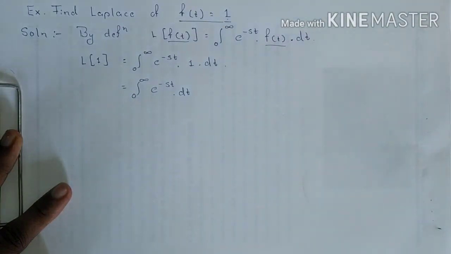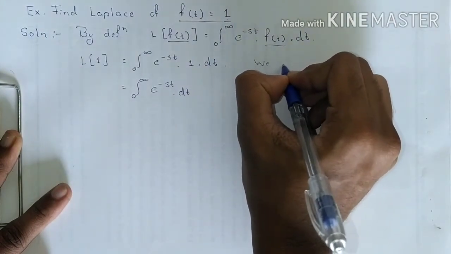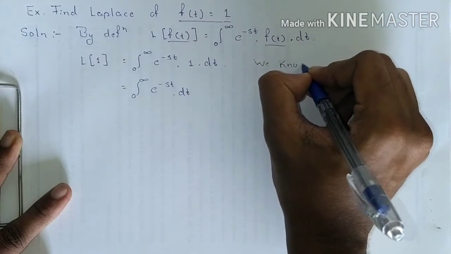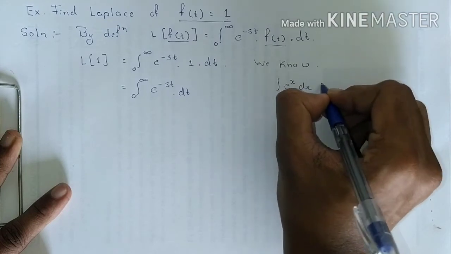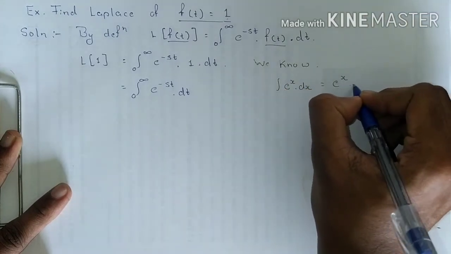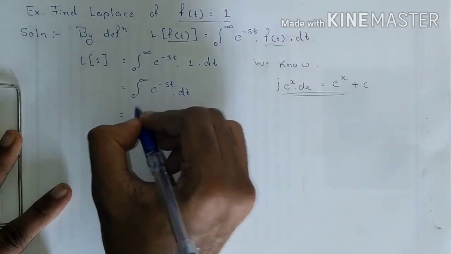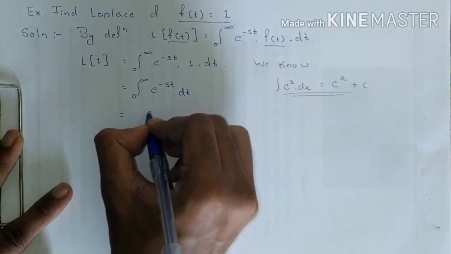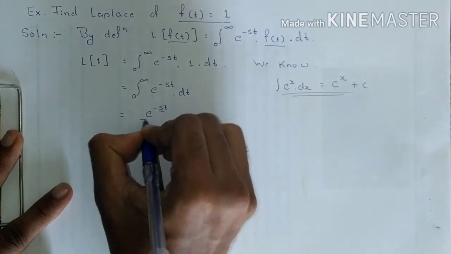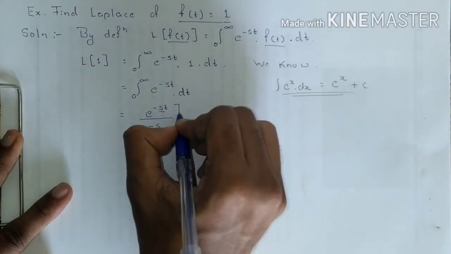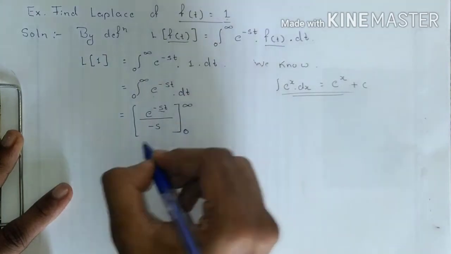Now, as we all know the formula, integration of e raised to x dx is nothing but e raised to x. But here e raised to minus st is a compound function. So how will we write it? e raised to minus st, and what is the coefficient of t? It is minus s, so we divide by minus s because it's an integration. So put the limit 0 to infinity.